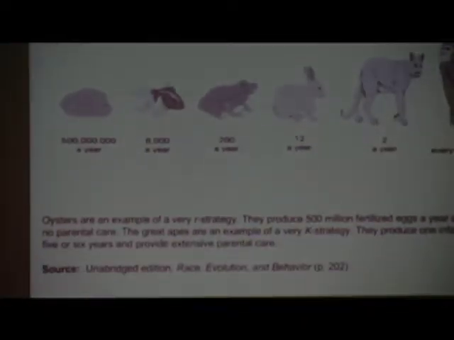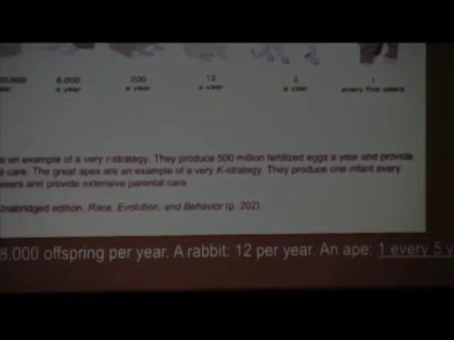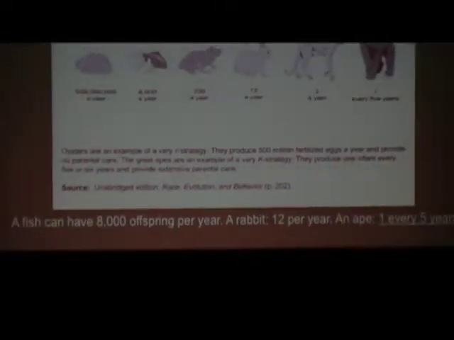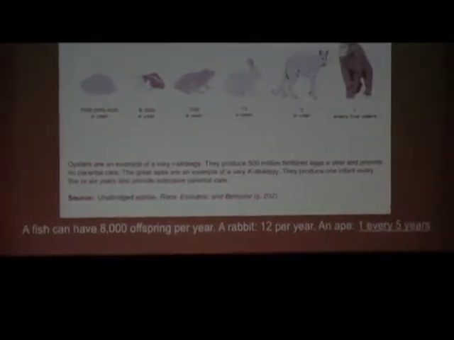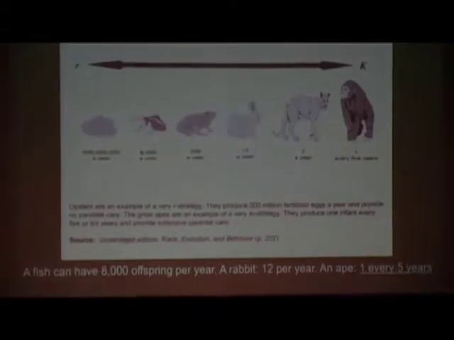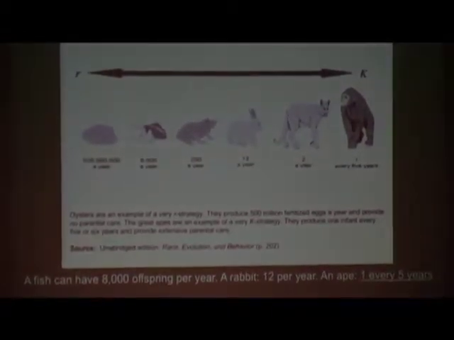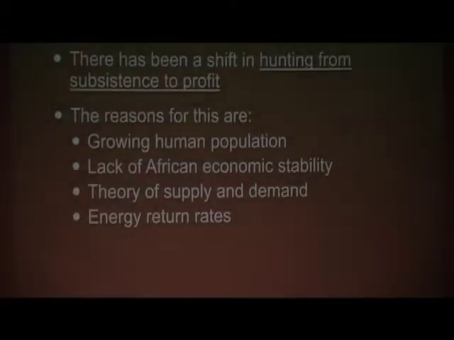So they choose quantity, have as many as possible, and then at least some will survive. When we get to the right side and we look at apes, they have the opposite strategy. Theirs is on quality. They may only have a few offspring, but those offspring are going to be healthy, they're going to survive, and they're going to be successful. This is also why primates are facing so much pressure.